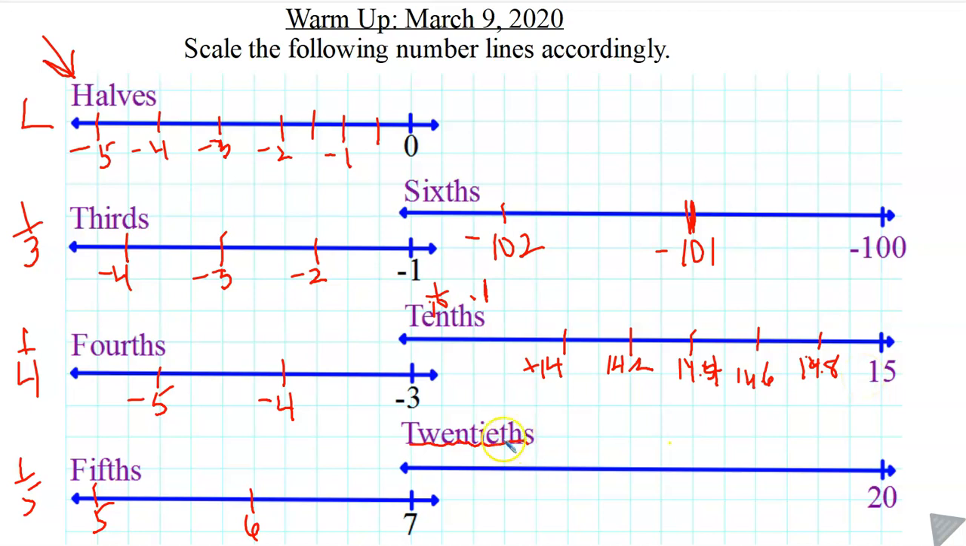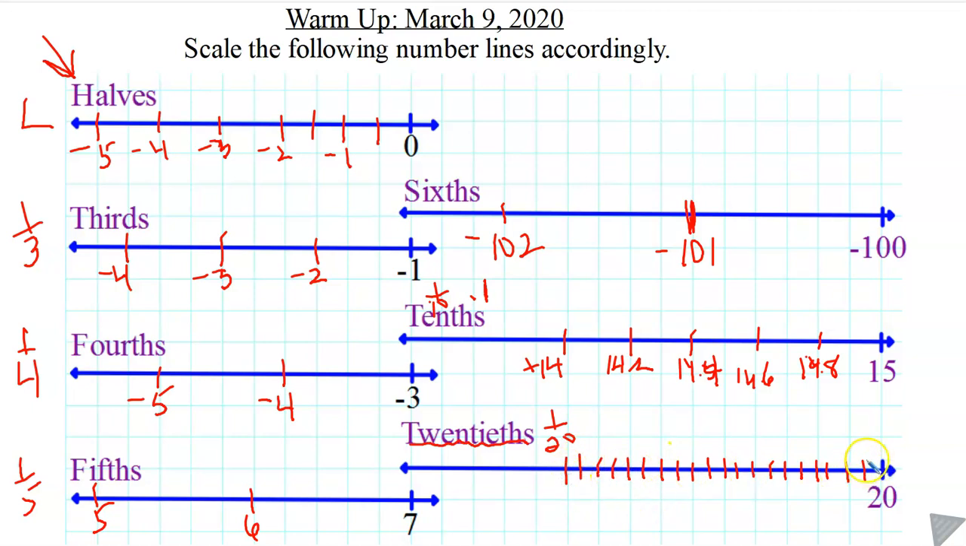And then the last thing I have is 20ths. Can't really do 20ths as a decimal, but I can think of it as a fraction, 1/20, which means I need 20 spaces. Let's see, 1, 2, 3, 4, 5, 6, 7, 8, 9, 10. Uh-oh, I'm going to go off. So let's do this. Let's call these halfsies. 1, 2, 3, 4, 5, 6, 7, 8, 9, 10, 11, 12, 13, 14, 15, 16, 17, 18, 19, 20.